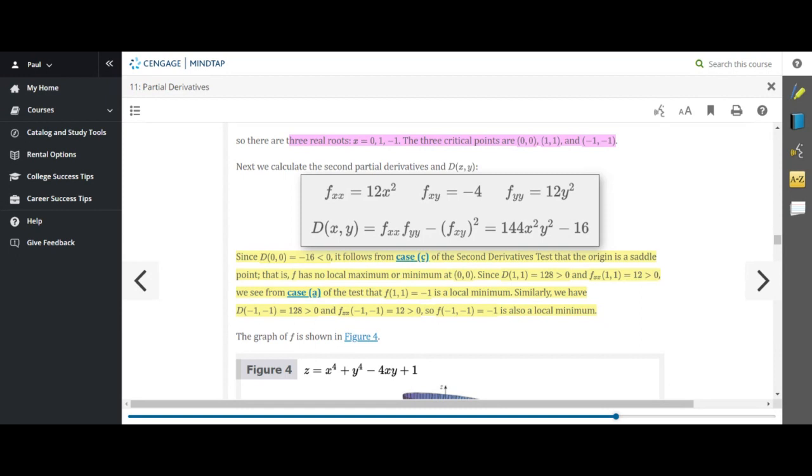And that's how they determine that at (1, 1), you have a local minimum, and at (-1, -1), you have a local minimum, and then at (0, 0), since the D value is equal to -16, at the origin, that surface has a saddle point. And that's how you use this second derivatives test. It's also outlined in MATLAB assignment number 5, but I just thought we should go through it with a particular example here. Are there any questions at all?